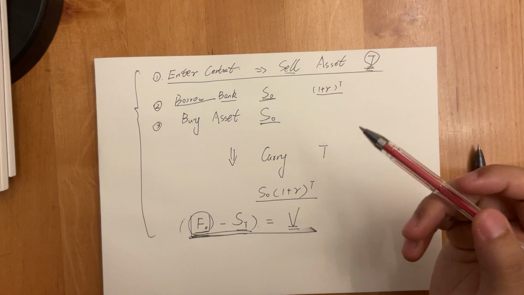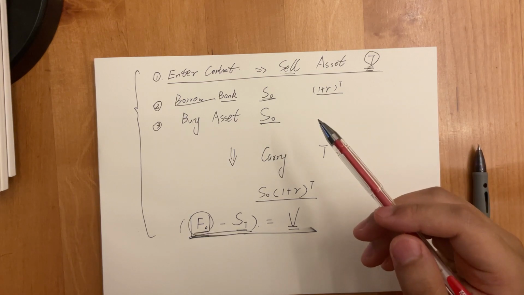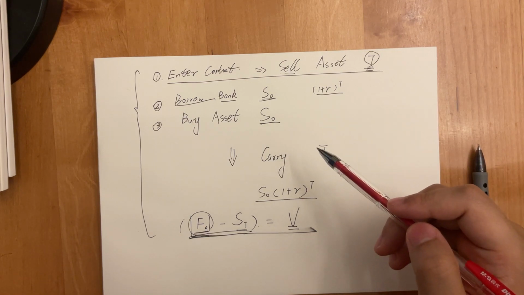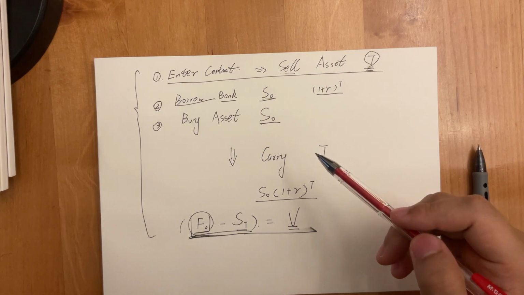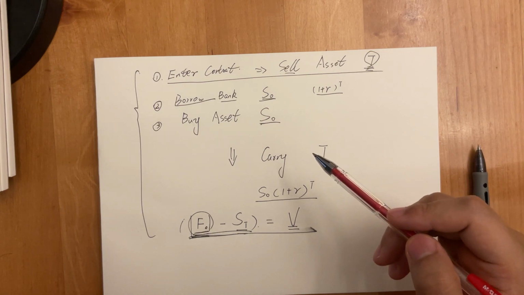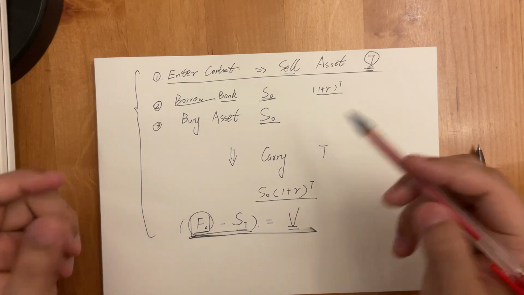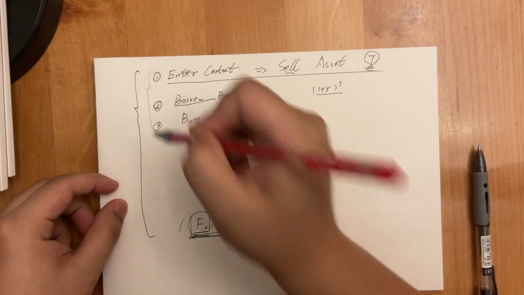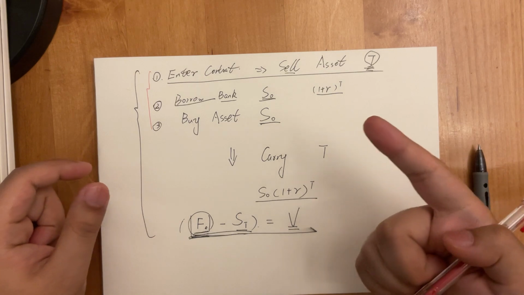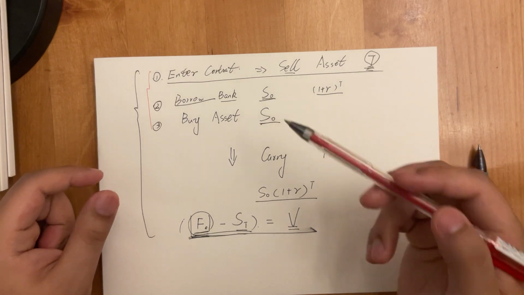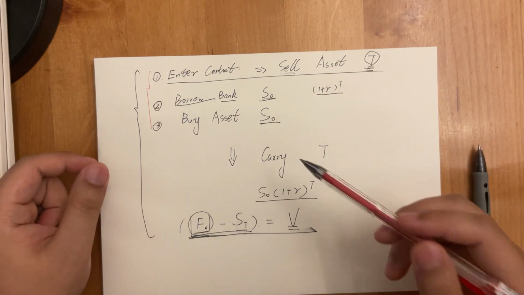So let's talk about the carry arbitrage from the position perspective. Basically, you're going to calculate the overall position of all these three steps: entering the contracts, borrowing from the bank, and buying a specific asset.